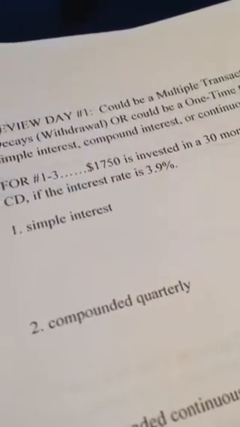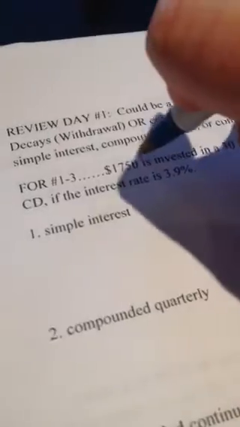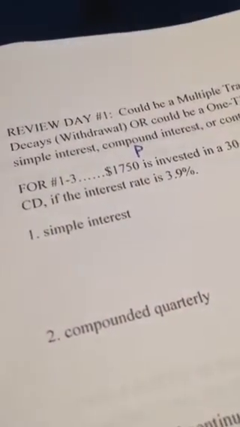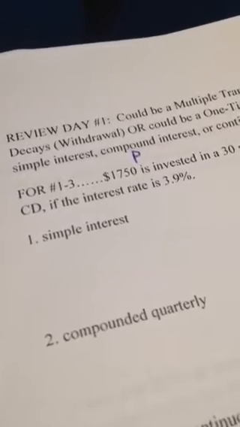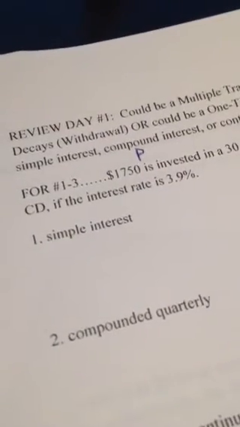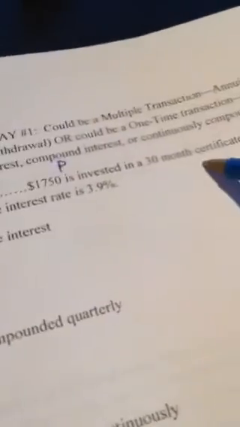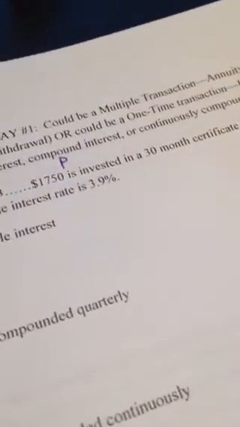It says 1750 is invested. Remember, that's your P value. P is your investment, your deposit, your loan amount, how much you borrowed, all those things. You've got a 30-month certificate. And it says find the future values. Whenever it says find the future values, that future value always means you're looking for letter A, okay?